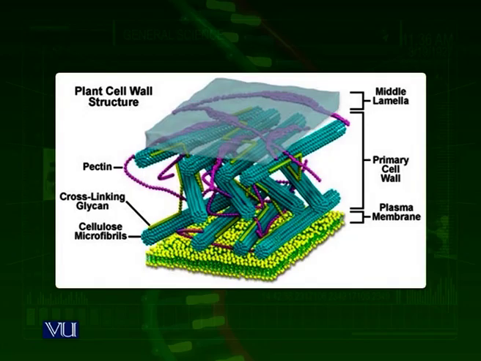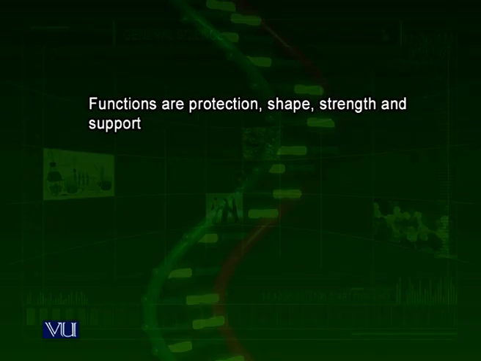Down there you can see the plasma membrane. So it means that there is the plasma membrane, then a thick layer of cell wall, the primary cell wall, then comes the contact between the cells, the middle lamella. What are the functions of the cell wall? The functions of the cell wall are protection, strength, and support.